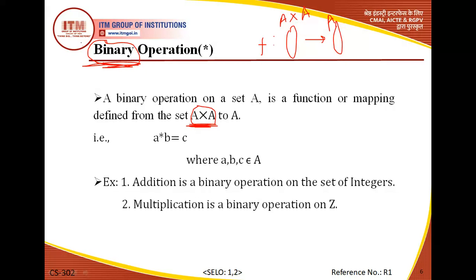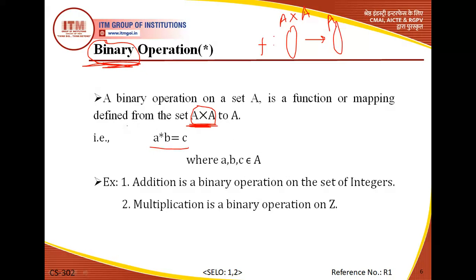So this is known as the binary operation. What is a binary operation? It is a function from a set to a set, but the domain set is A cross A, and the codomain set is A only. I hope it's pretty much clear what a binary operation is.